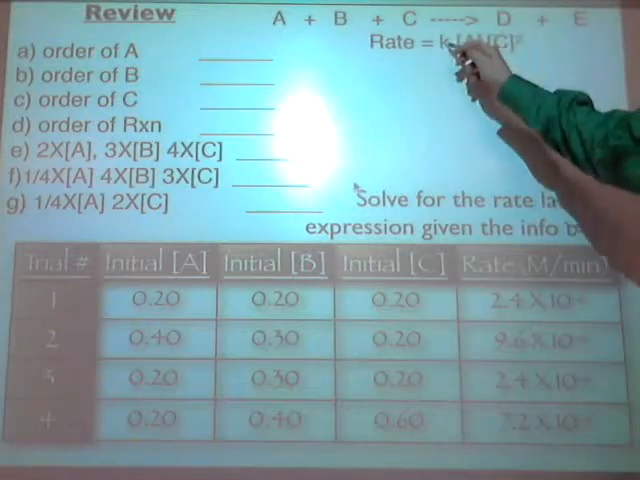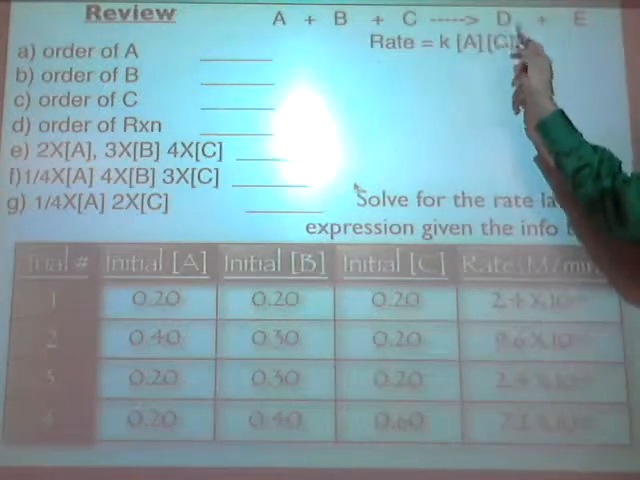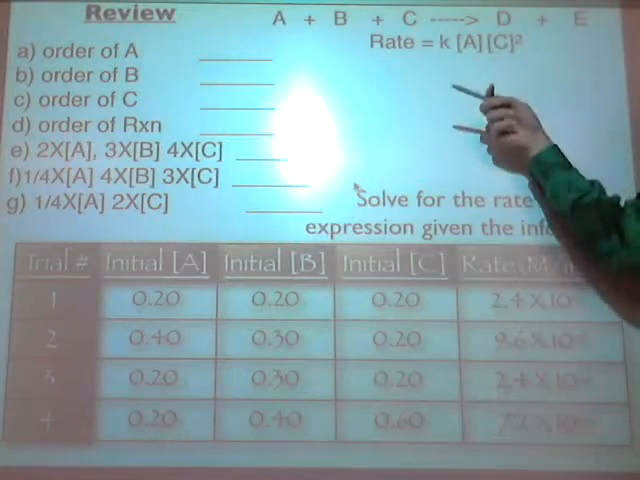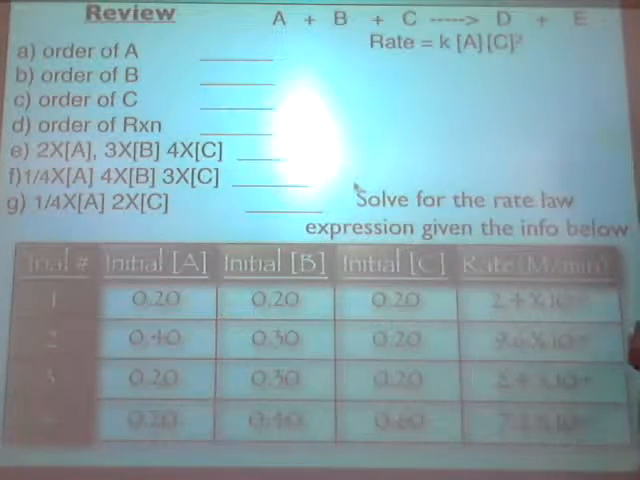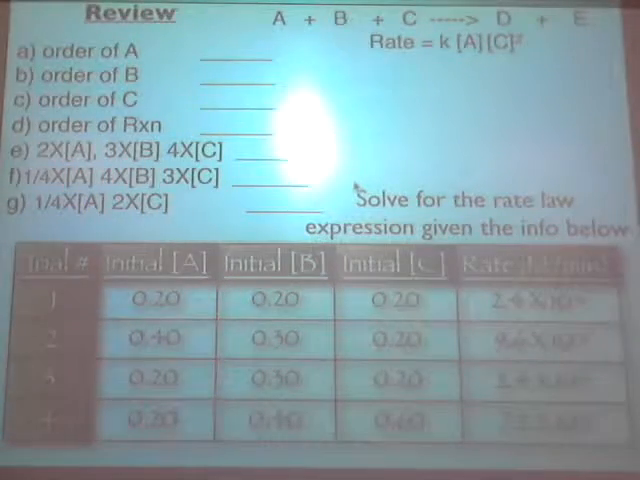First of all, you should be able to tell me from the rate law expression. Don't look up here in the equation. Just from the rate law expression, you should be able to tell me what the order of each of the reactants are and what the order of the reaction is. Okay? So what's the order of A in this case?